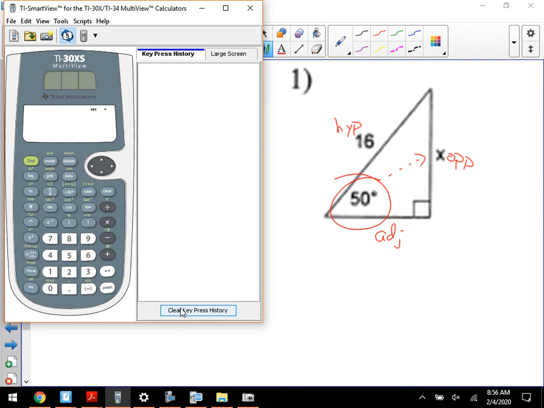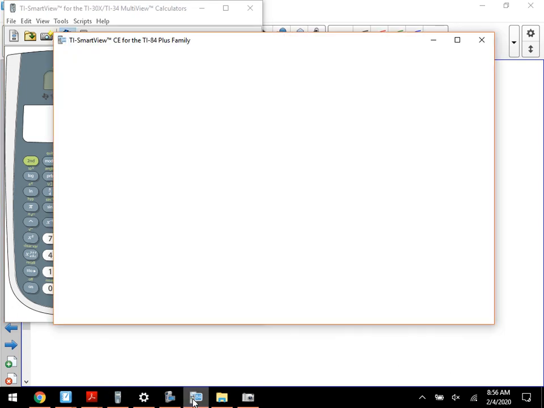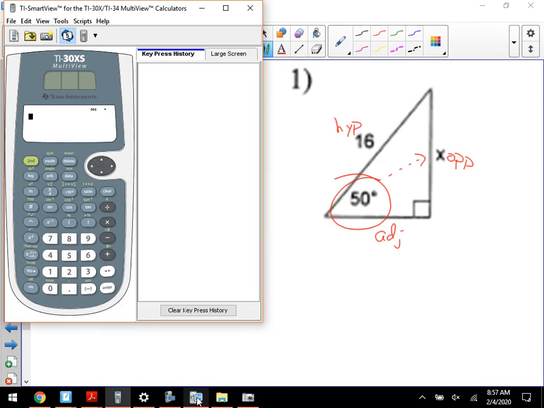If you ever wind up using your phone, if you don't have one of these calculators lying around, or you have a graphing calculator, or you want to borrow a friend's graphing calculator, you have to make sure it is in degree mode, otherwise you're going to get incorrect solutions. An easy way to check that, if you wind up with a graphing calculator, is to hit the mode button.